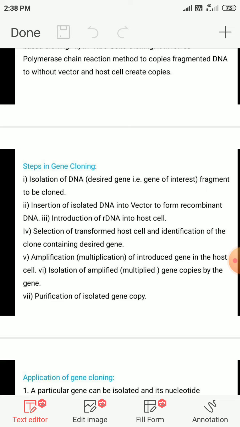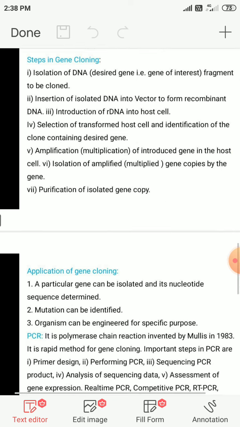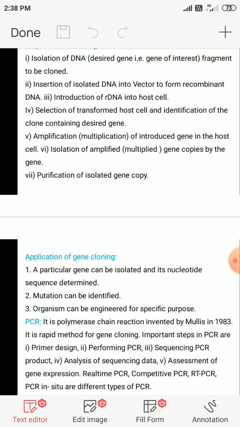And lastly, isolation of the amplified gene copies and purification of the isolated gene with the help of agarose gel electrophoresis apparatus. This directly gives rise to the purification of that DNA, or the purification of the isolated gene.